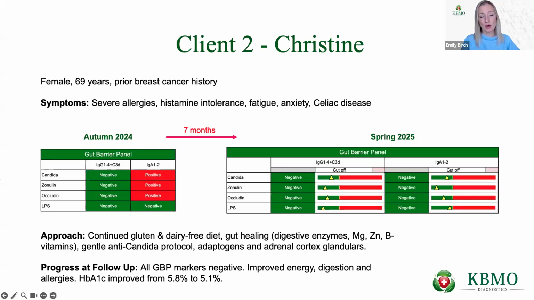So in terms of the approach that helped get her in 7 months from positive to negative, she continued her gluten and dairy-free diet. She's got celiac. She's going to continue this gluten-free diet. She was put on some gut healing supplementation that you can see there, as well as some digestive enzymes.